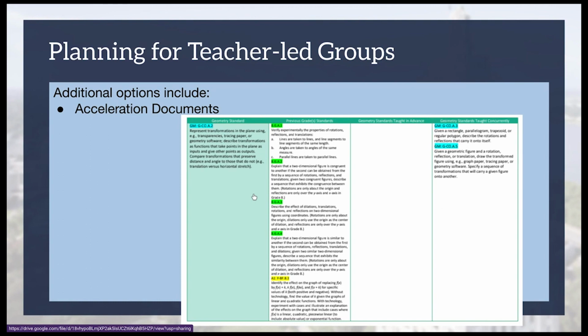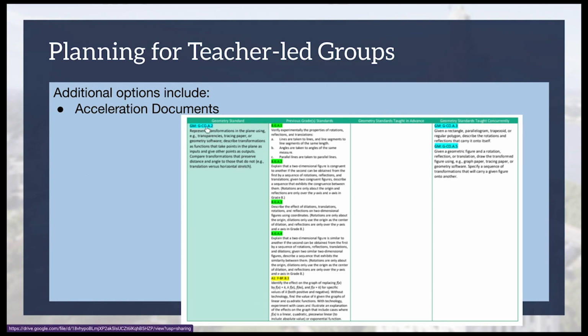So one great resource that you could utilize for planning for teacher-led groups, so we're talking about our small groups, and so one of the small groups can be teacher-led. So what you could do is use the acceleration document. So I'm showing you the acceleration document. So it gives you the standard of the grade level. Then it gives you the previous grade level standards. So, and then the standards that are concurrent. And so also here it gives you ones that are taught in advance.